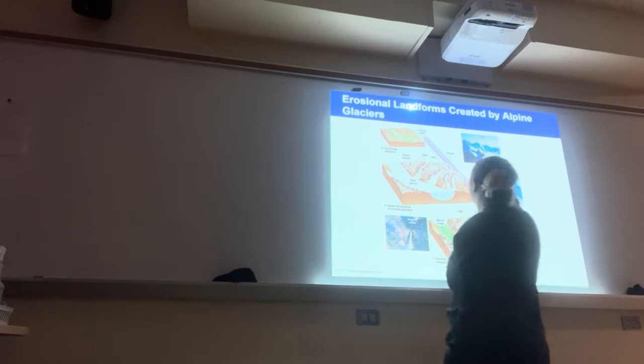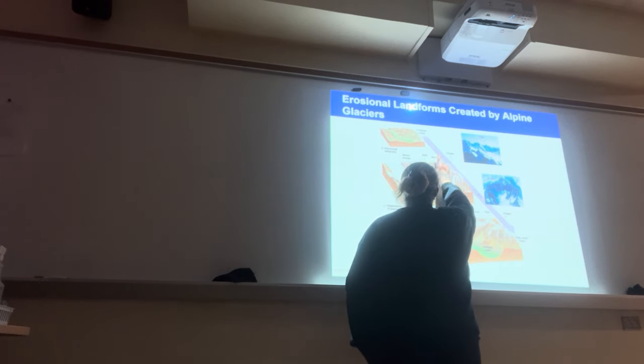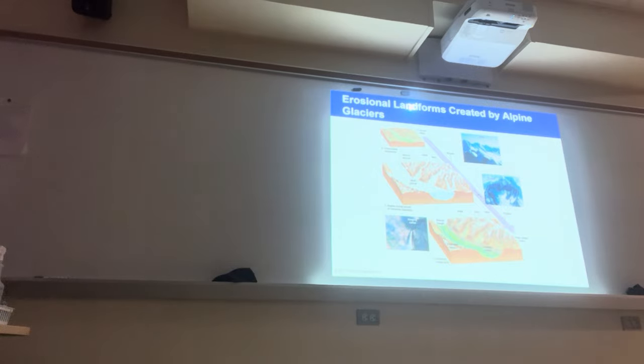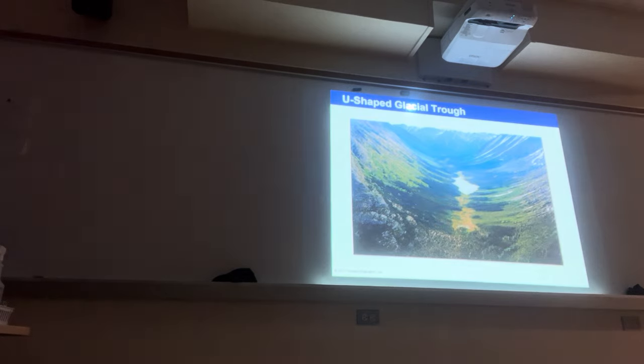We're going to look at some of these other features as well: arêtes, horns, and cirques. We're going to see all of those in your lab tonight. This is a U-shaped glacial trough.